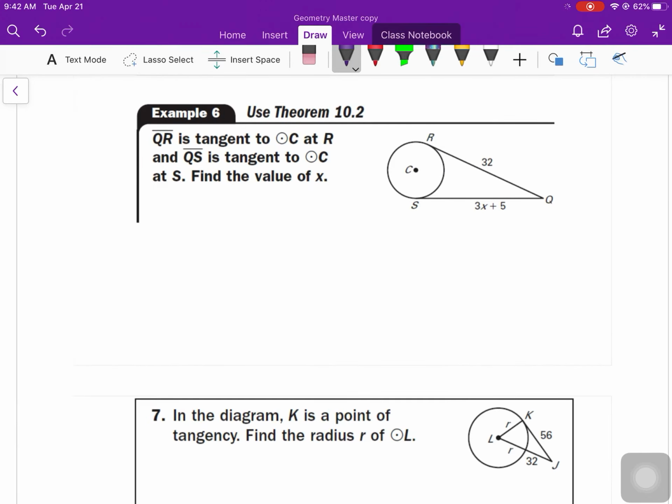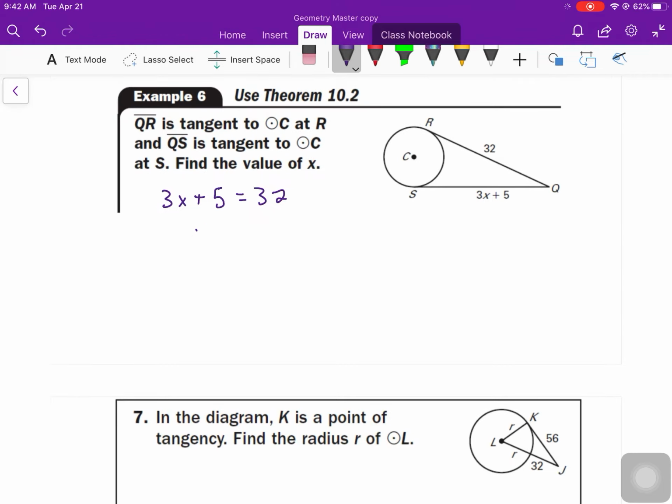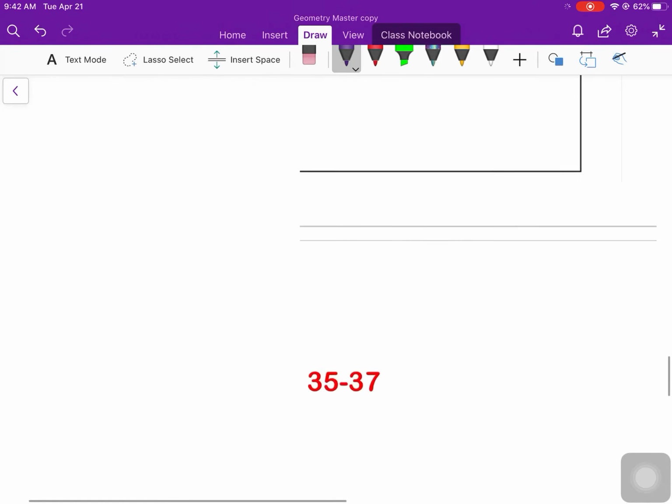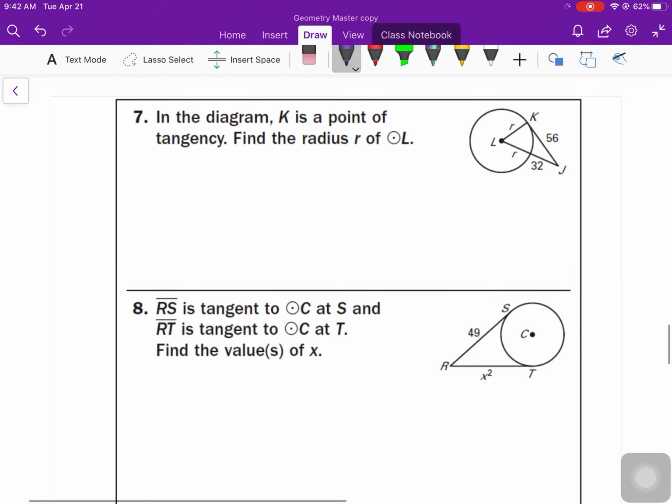Okay, so both of these are tangent here. It tells us that in the directions. It says find the value of x. That's as simple as setting them equal. 3x plus 5 is equal to 32. So I'm going to get 3x is equal to, subtracting 5, I get 3x is equal to 27. I would say x is equal to 9. You can always go back and double check. 3 times 9 is 27, plus 5 gives me 32. So we're good there. How many more problems do I have?